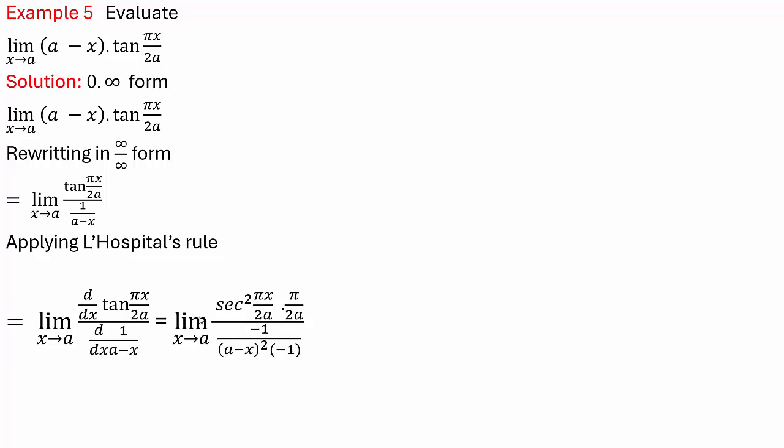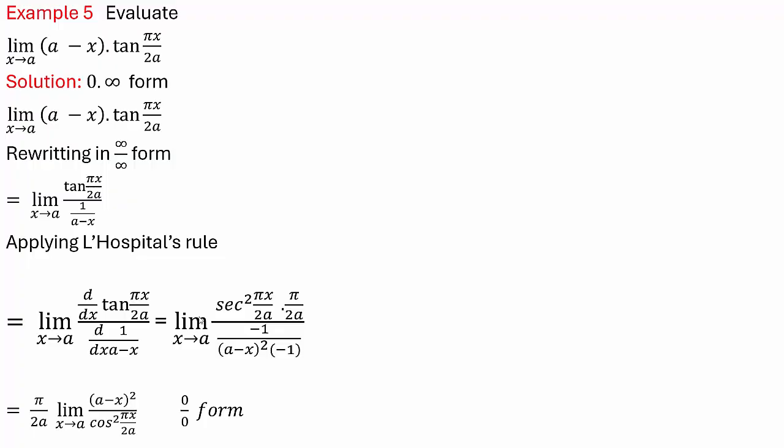Limit x tends to a of derivative of tan of pi x by 2a divided by derivative of 1 upon a minus x, which is limit x tends to a of sec square pi x by 2a into pi by 2a divided by minus 1 divided by a minus x square into minus 1. Simplifying, pi by 2a can be taken outside of the limit, and it becomes pi by 2a into limit x tends to a of a minus x square divided by cos square pi x by 2a.